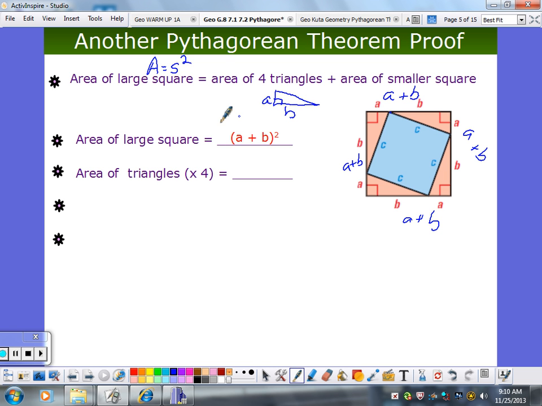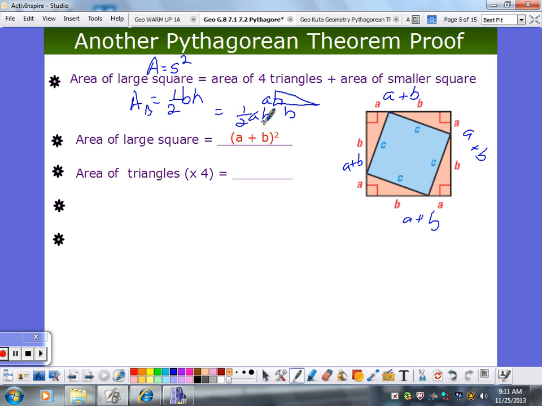What's the formula for area of a triangle? What is that, Rachel? 1/2 base times height. So let's see. Well, here's a base and here's a height. So what's the area of one of these triangles? 1/2 AB. Now, how many of these triangles do I have?